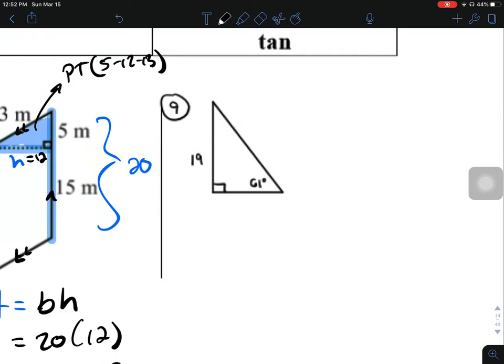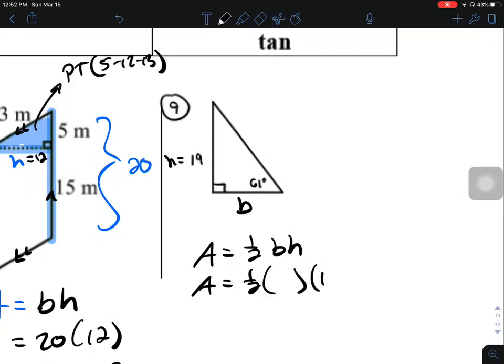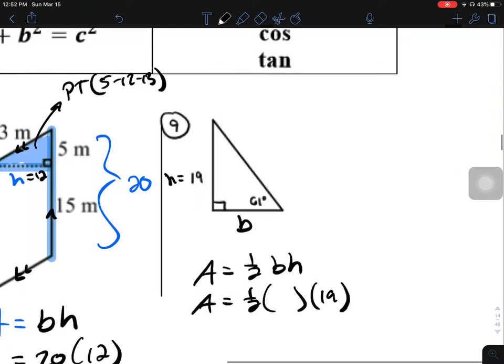This is interesting. We have an angle that's 61 degrees, and we have a side that is 19, and we have the perpendicular side we don't know. Let's call this the base, and let's call this the height. We know the area of a triangle is 1/2 base times the height. We don't know the area. We don't know the base. And we know the height's 19.